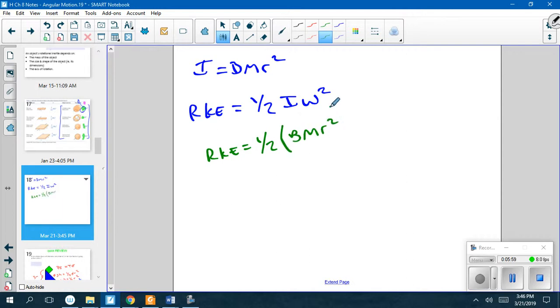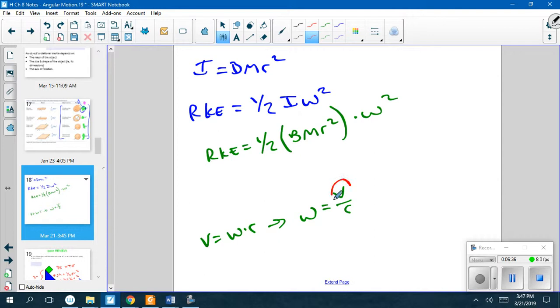and rotational kinetic energy equals 1/2 I angular velocity squared, then rotational kinetic energy also equals 1/2 B M R squared W squared. Hopefully you can see that. I just plugged in our formula for I.